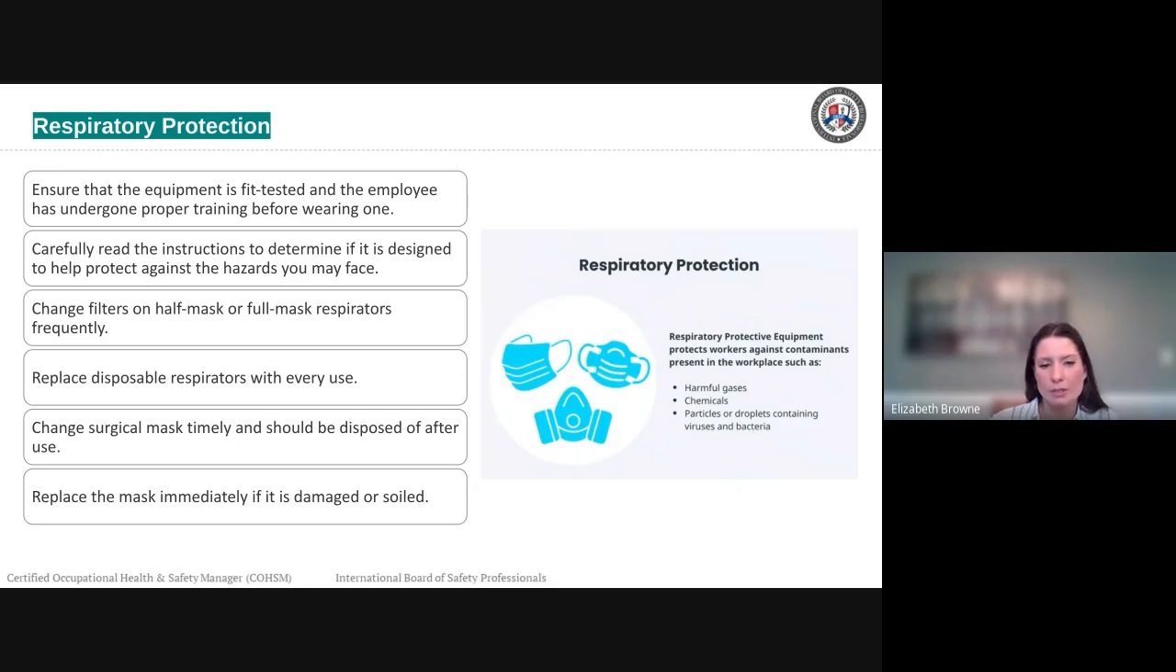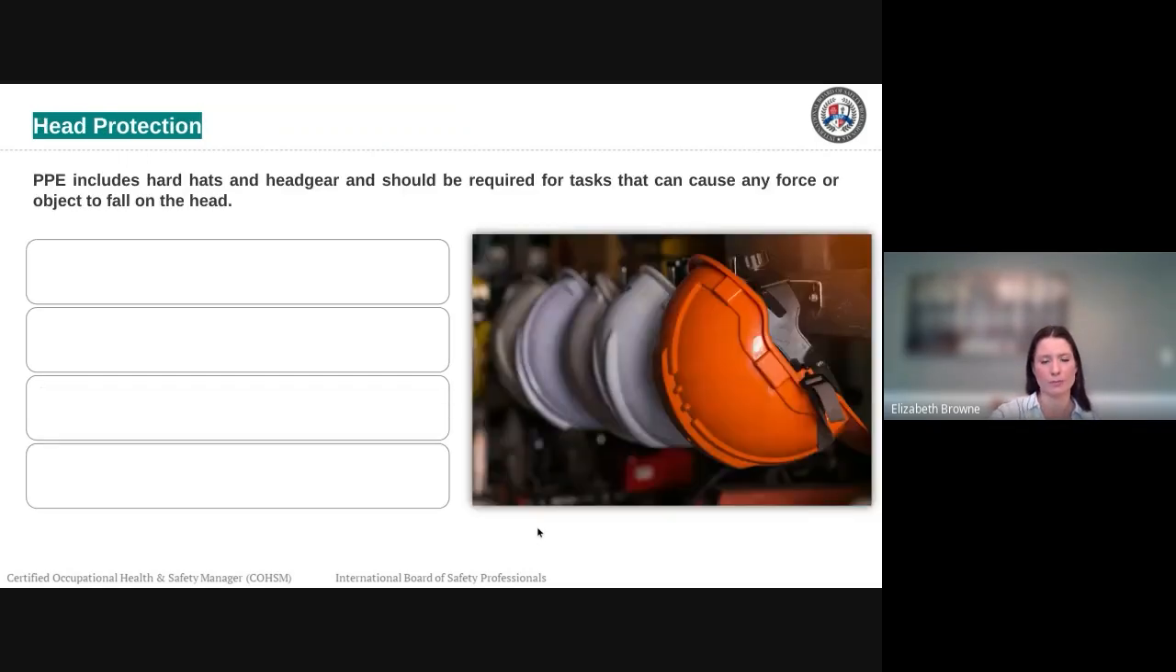If employees are wearing disposable respirators, they want to be trained to know that they're to dispose of that respirator after every use. If surgical masks are used, they should be disposed of after each use. And any mask should be replaced if it gets damaged or soiled.